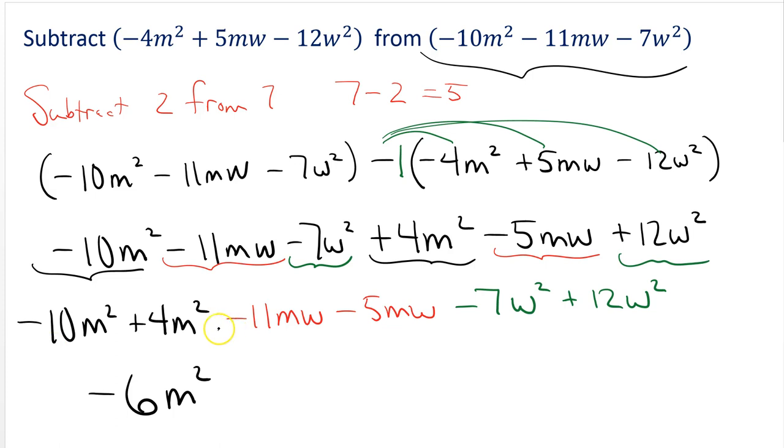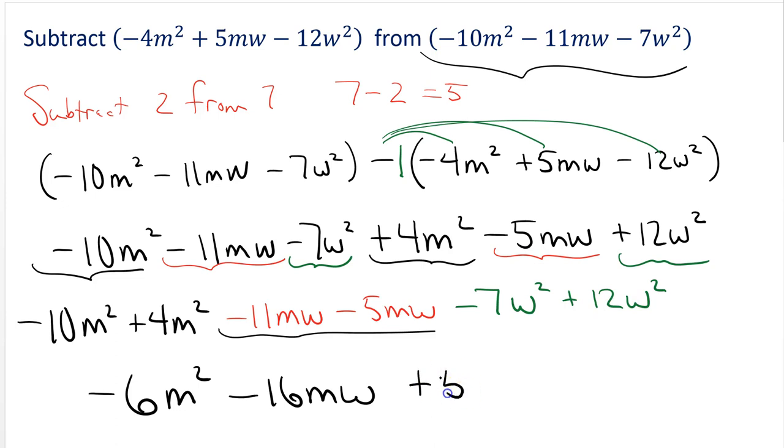Now here, I'm adding two negatives together. If you always think plus, negative 11 plus a negative 5, that's easier than saying negative 11 subtract 5. But it's the same answer either way. It's negative 16mw. That's like you're adding two negatives, which just gives you a bigger negative. And then down here, I got negative 7w squared. I'm adding to a 12w squared. Now again, opposite signs means I subtract. I keep the sign of the heavier one, which is positive in this case.